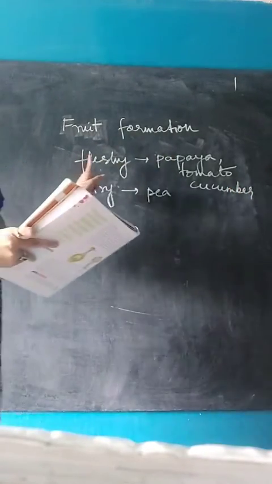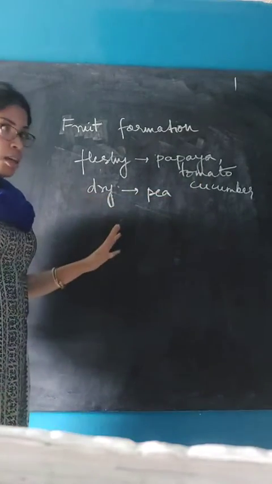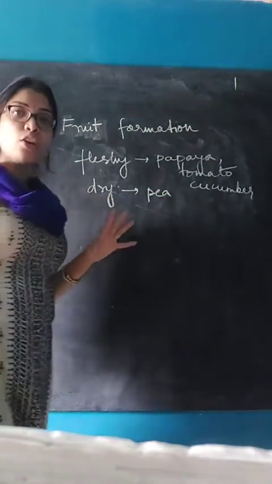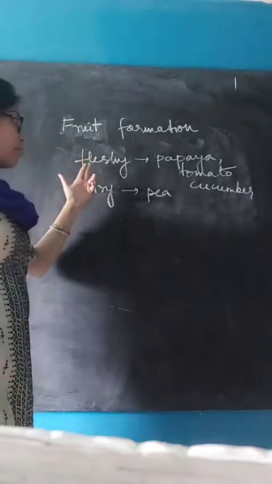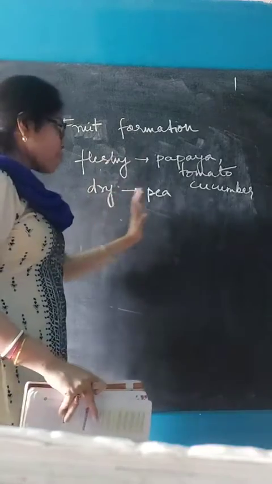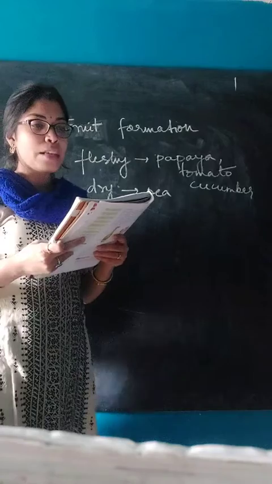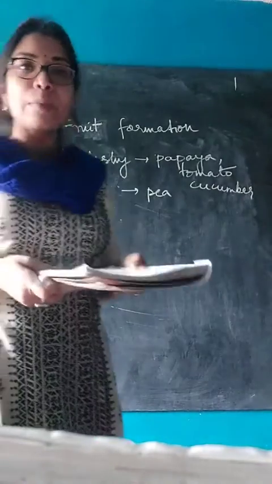These are the examples of fleshy fruit: papaya, tomato, cucumber, and those are dry. Depending on the wall of the ovary, fruits can be classified as fleshy and dry. Some are dry, for example in pea. The fruit protects the seed from insects, diseases, and extreme climatic conditions.